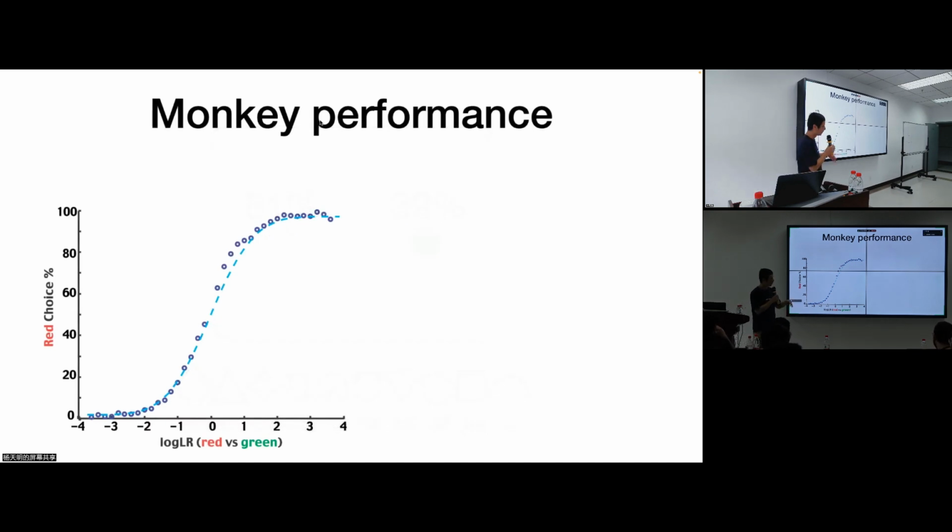So first of all, we want to make sure that the monkey does learn the task. And here we're just plotting the monkey's choice, the percentage of red choice versus the log likelihood ratio. So if the log likelihood ratio is positive, that means the red target is the correct target. And you can see the monkey almost chooses the red target 100% of the time, and vice versa.